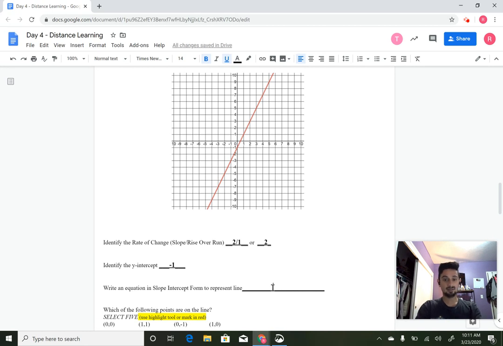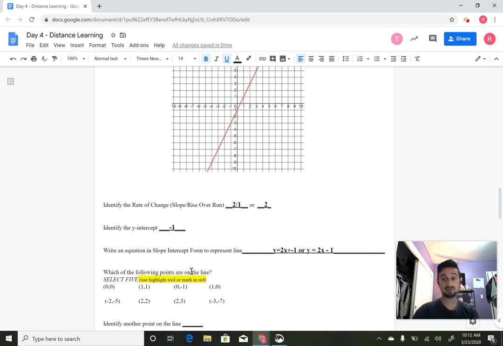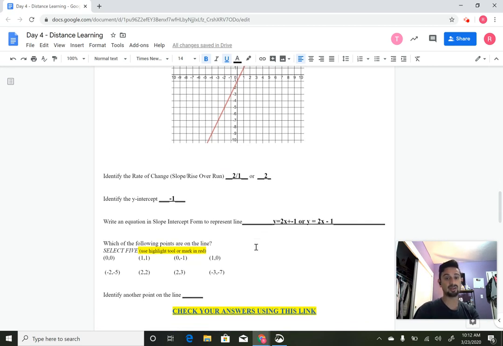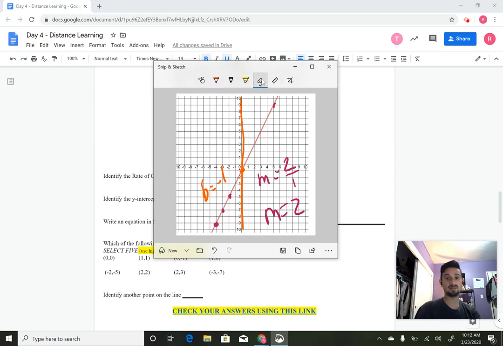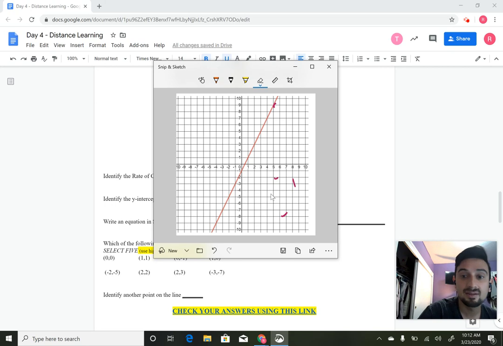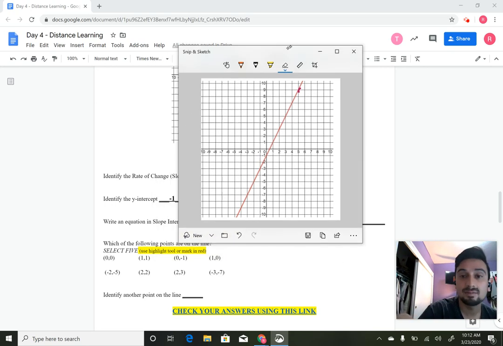And now from there, so write the equation y equals mx plus b. So y equals 2x plus -1, or you could put y equals 2x minus 1. And from there, there we go. So now from there, select 5 of the following points on the line. Select 5, use highlight tool or mark in red. And so let's erase all those points so we can see if it's on there or not. So we're gonna erase all those.